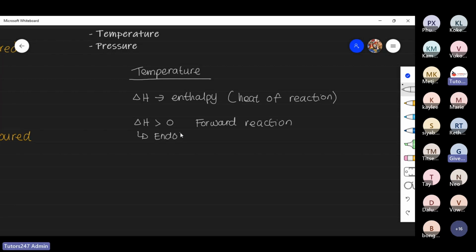For this, I would highly recommend that you memorize this, okay? Sometimes temperature can be the one that's kind of confusing. Concentration's a bit easier. Pressure is the easiest, but temperature is slightly confusing depending on how much you understand.